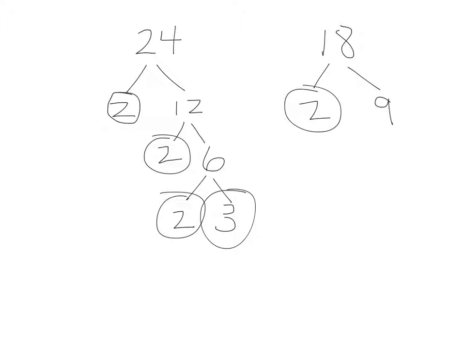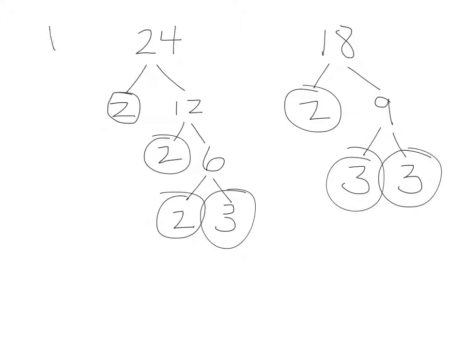I circle the 2 because that is prime. I now am going to find 2 factors of 9, or 3 times 3. Those are both prime, so I circle those. That is what I think of as step 1. To do step 2, I make a Venn diagram to determine my greatest common factor.